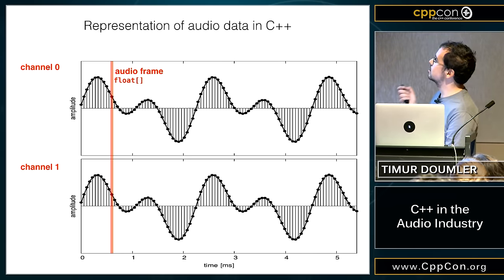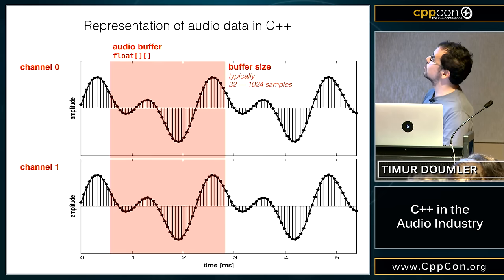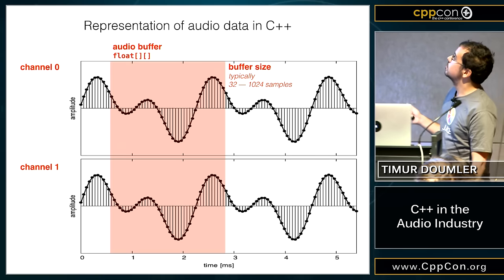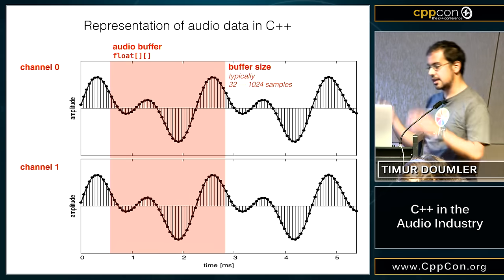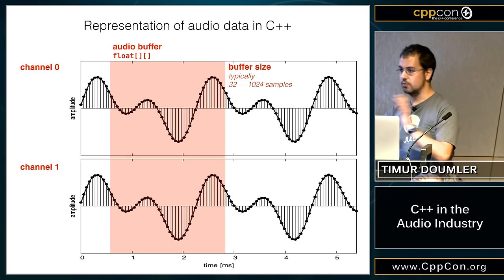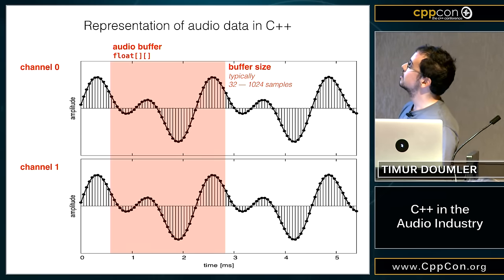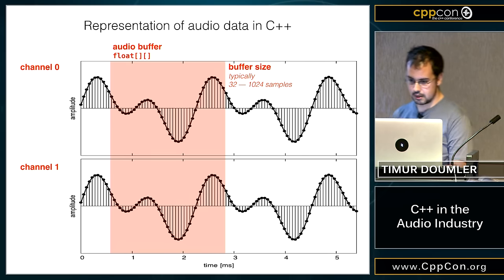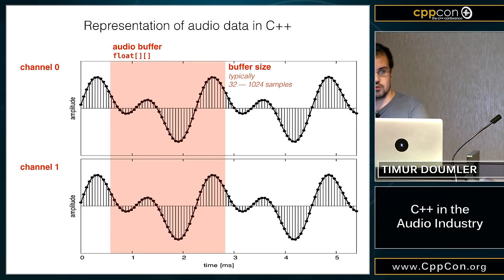So typically what is done is that you transmit audio through this whole stack in so-called audio buffers, where you take a chunk of samples, typically between 32 and 1,024 samples. This is the size of audio data that's transmitted back and forth between the different applications and APIs. One buffer is essentially an array of arrays of floats: the first dimension is the channels, and the second dimension is the individual samples in one buffer. Basically, you want to exchange these buffers with your audio card.